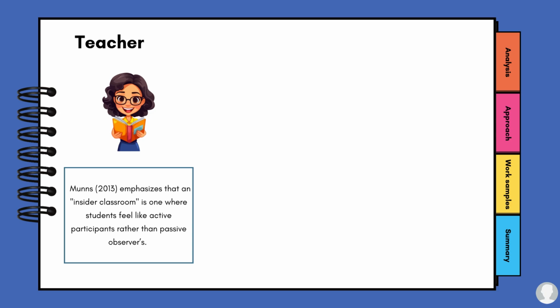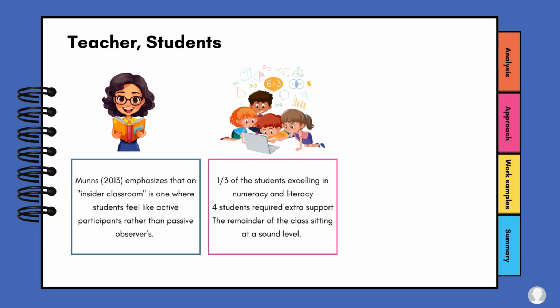During lessons and different KLAs, it was the same students that were constantly the most engaged, while others remained passive. This suggests that the teacher's approach, while functional, could be more inclusive of different learning styles. The level of abilities in the class was diverse. There was 1/3 of students excelling in numeracy and literacy, while 4 students required extra support in nearly all KLAs. The remainder of the class sat at a sound level.